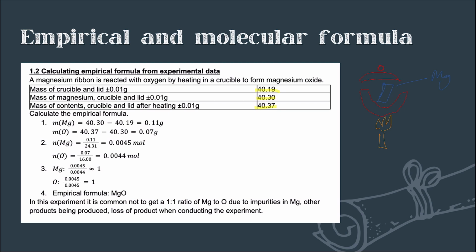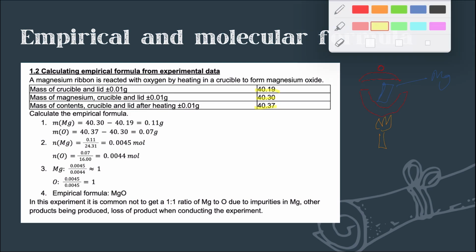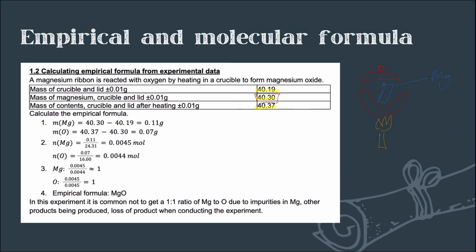The first step would be to calculate the mass of what you started with, magnesium. If you subtract the mass of the crucible and lid on its own, 40.19, from the mass of magnesium, crucible, and lid, 40.3, we get 0.11, which is the mass of just the magnesium ribbon.